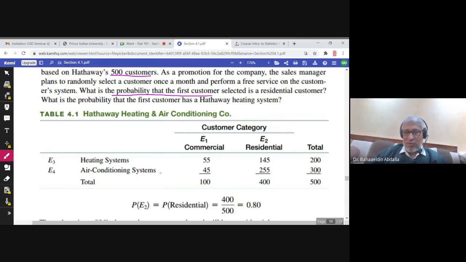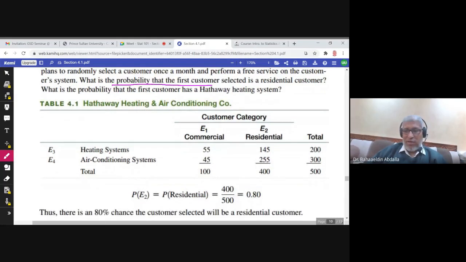500 times we saw each customer, what is his category and what system he chose. So we use relative frequency, and relative frequency, if you remember, is the frequency over the total number. The total number is 500, and he is asking about the probability of residential. Where is residential? This is residential. 145 residential used heating systems. 255 is also residential, used air conditioning systems. So we add these two, we get 400.